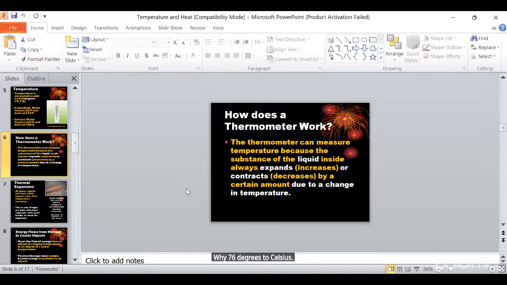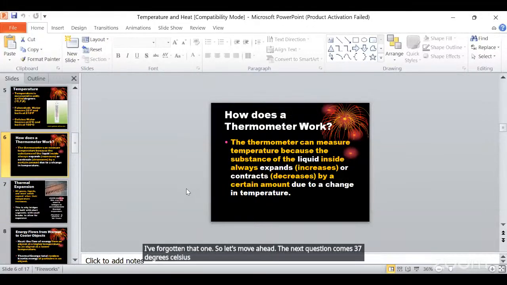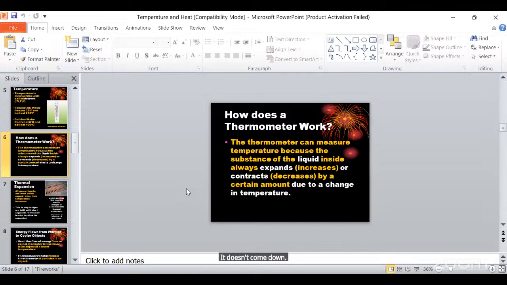Number 3, convert 37 degrees Celsius to degree Fahrenheit. Are we to submit or just playing crossword? No, just to practice. You don't have to submit, just to practice.